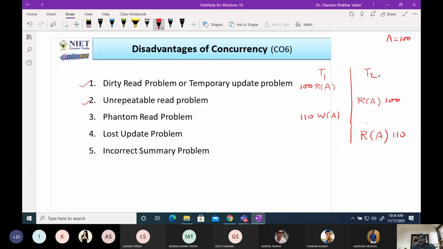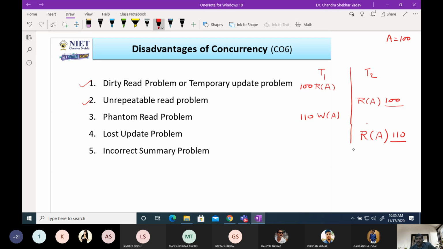Actually T2 is thinking that I am executing in isolation and T1 is also thinking its execution is in isolation. But T2 will be surprised. First time I have read the value 100 and second time I have read the value 110. Then T2 will be confused. And here there is no isolation. T1 interferes with T2. So this is called the unrepeatable read problem. Did you get it?